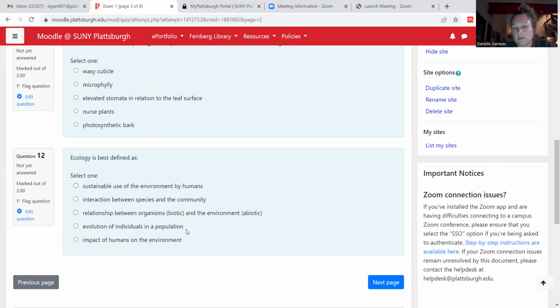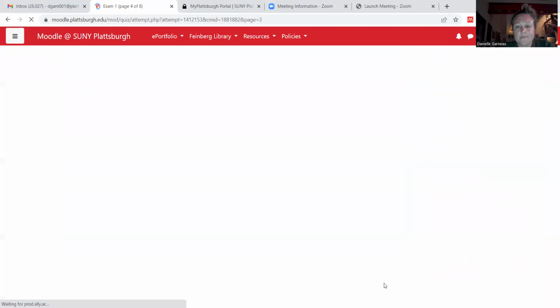Yes, there's going to be discussion of evolution of individuals. Yes, there'll be the anthropogenic stuff. We've already talked about influence, sort of human impact. And certainly in terms of conservation, towards the end of the semester, we'll talk about that. But the relationship between organisms, biotic and abiotic environment, would be the most appropriate.